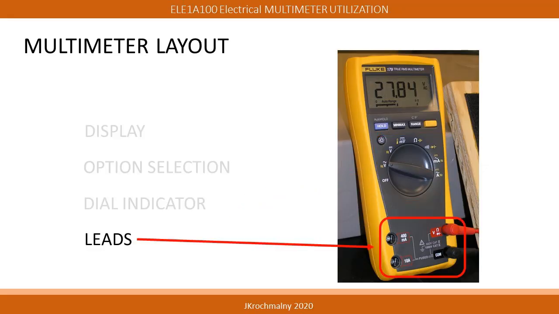All multimeters will have leads and lead ports. Electrical property measurements are performed when the component being measured is touched by the meter leads, which are attached to the meter.